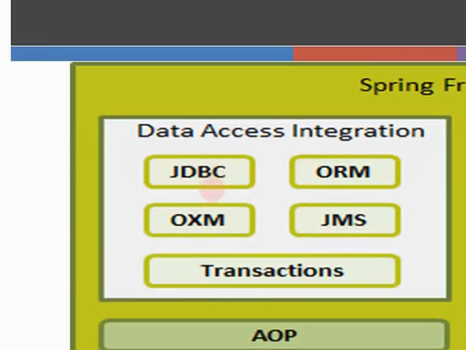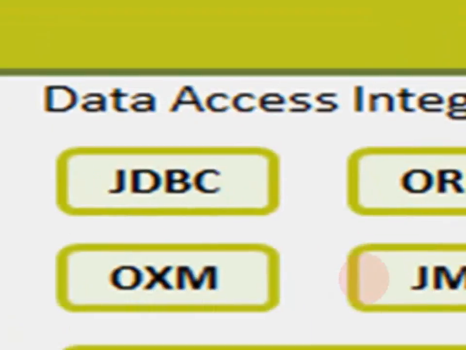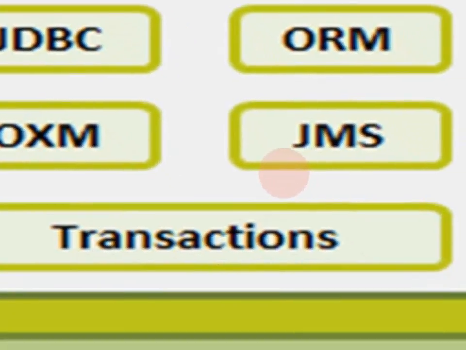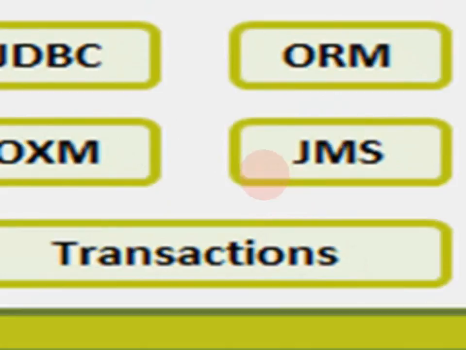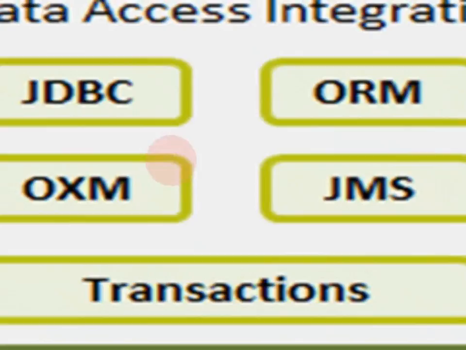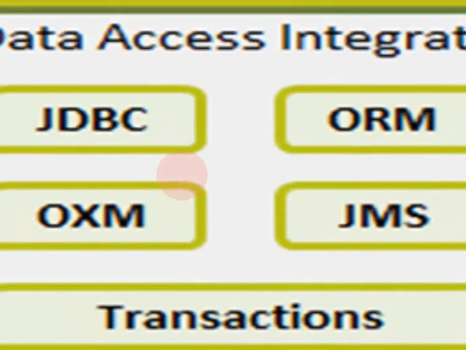So here, in the data access integration layer, we have different modules altogether. For example, it consists of JDBC, ORM, OXM, JMS and transaction. So the JDBC module provides a JDBC abstraction layer that removes the need to do tedious JDBC coding and parsing of database vendor specific error codes. So this is a very important feature provided by Spring.